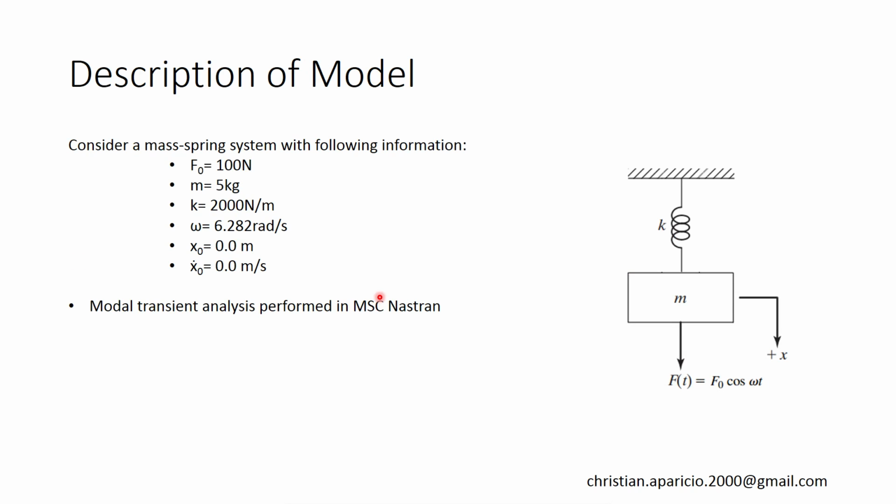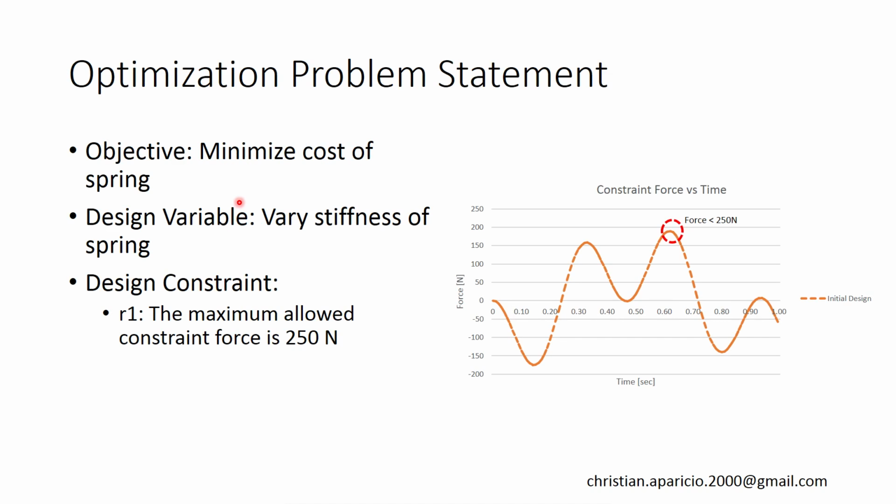Here, feel free to pause the video, check out the specs of this 1 degree of freedom system. I have the value for K, the mass, the point mass, and so on. As for a problem statement, same as before in my previous videos, we're minimizing the cost of the spring. We're letting the stiffness of the spring vary.